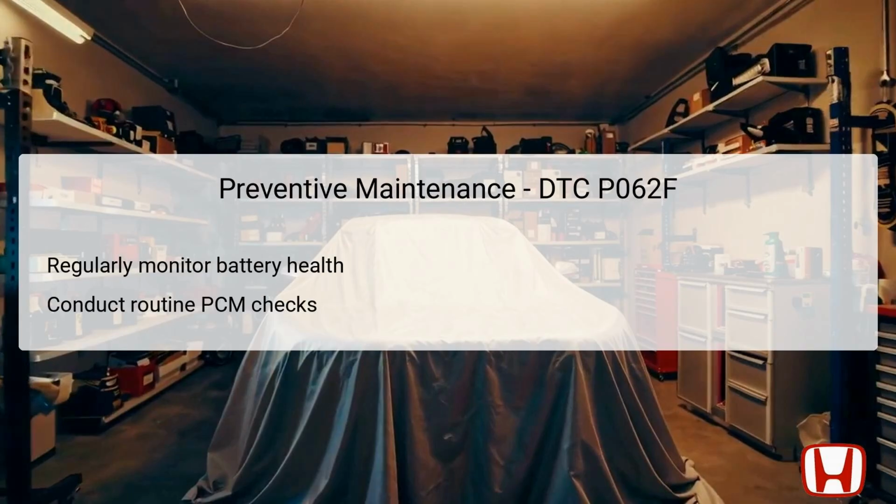Preventive maintenance is essential for long-term reliability concerning P062F and related PCM issues. Start by regularly monitoring the health and performance of the vehicle's battery. Ensure it remains adequately charged and free from corrosion, as a well-maintained battery facilitates optimal PCM operation. Additionally, conducting routine checks of the PCM's connectors and wiring can help catch potential issues before they escalate.